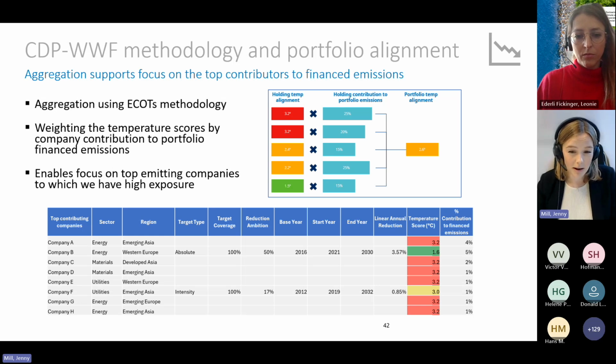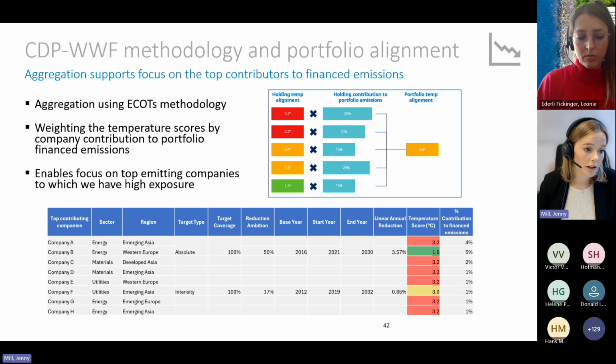And depending on the makeup of the portfolio, we often find that top contributors are found in high emitting sectors. So those are sectors such as energy, utilities, materials. That also depends on the makeup of the portfolio, that might change. And obviously, because it's weighted by financed emissions, it also depends on the exposure to the companies and that company's emissions. But all of that helps us to focus in on our engagement efforts.